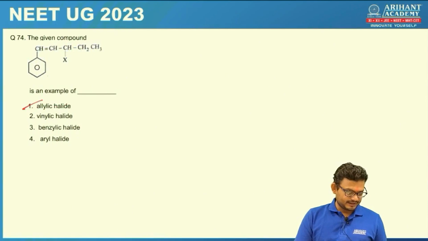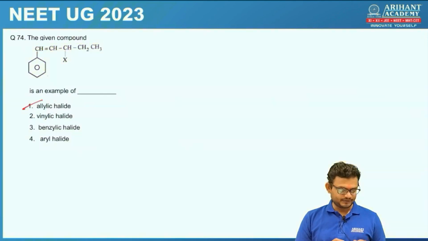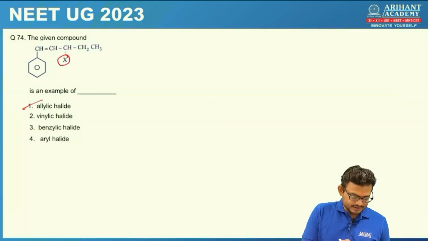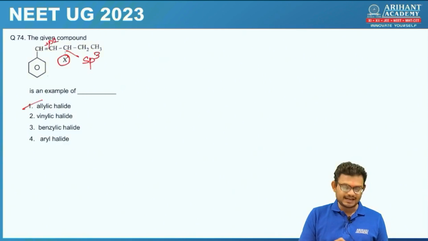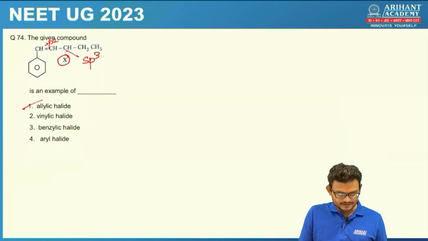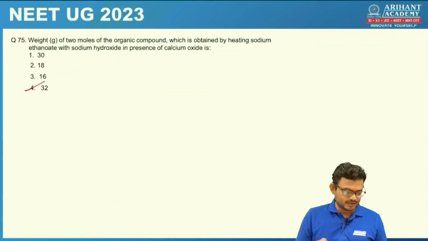Next question. They have given a compound, and this is an example of allylic, vinylic, benzylic or aryl halide. Now, if you observe the halogen placed, the halogen is connected to an sp3 hybridized carbon, which is connected to an sp2 hybridized carbon. So in this situation, the halogen would definitely be an allylic halide, which is the first option. Let's go to the next one.